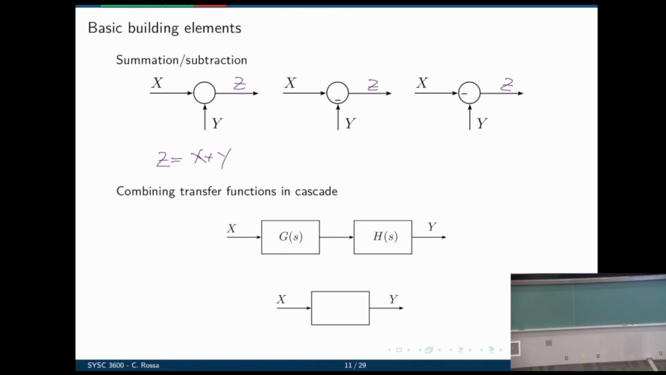In the second diagram, we see that Y has a negative sign. So that would be Z equals X minus Y. And in the third one, we have the negative sign on X. So Z equals Y minus X.